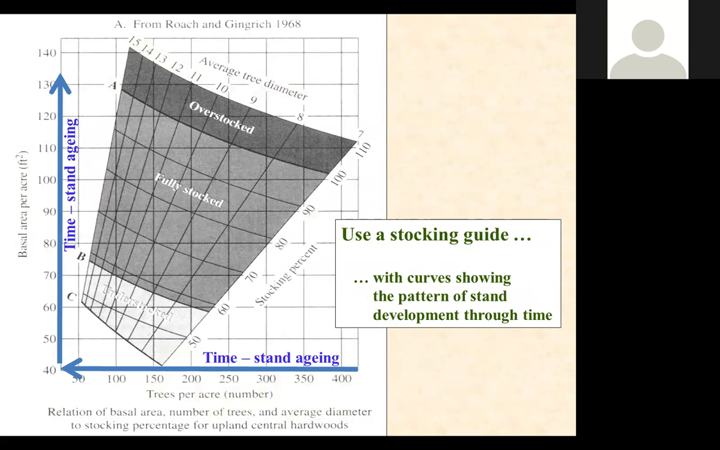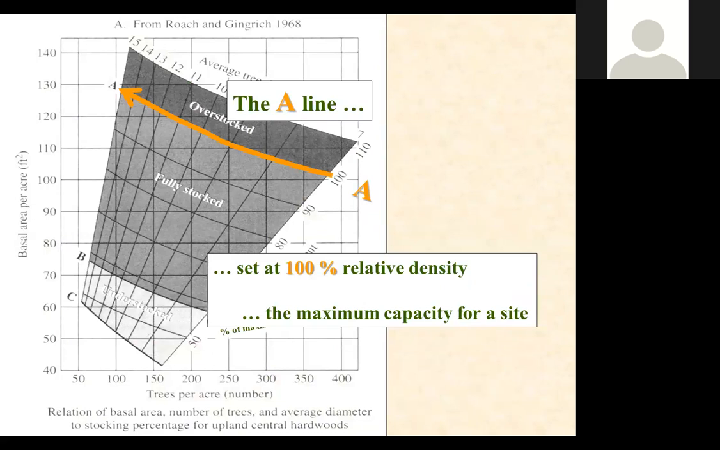The top one is the A line, 100% relative density. They call it A. That's set at the maximum for the site. And you notice that the stand will grow from right to left. So as the stand ages, the amount of basal area within the stand is increasing.